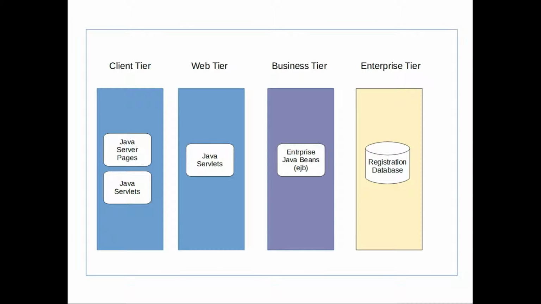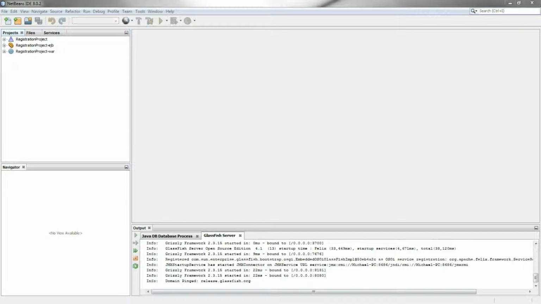In this video, we're going to look at the business tier. We're going to create the enterprise JavaBeans that will allow us to communicate with the registration database in the enterprise tier or the enterprise container. And we're back in our NetBeans IDE.